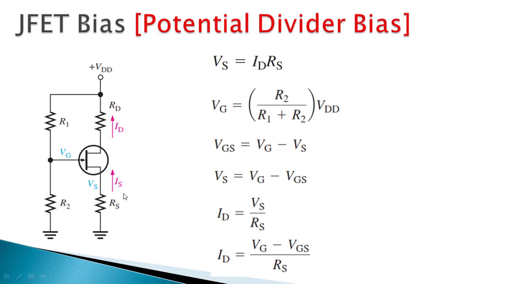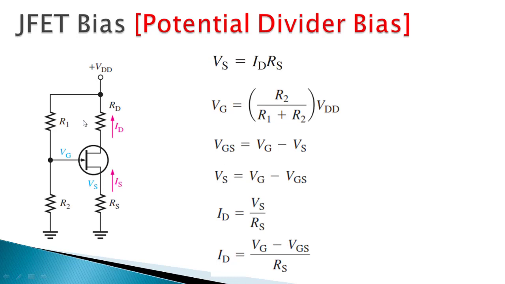VS is equal to, the current flowing in RS is equal to IS as well as ID, because IS is equal to ID. So VS is equal to ID into RS. So VGS can be written as VG minus VS. VG we can calculate, VS we can calculate, so we can arrive at VGS.